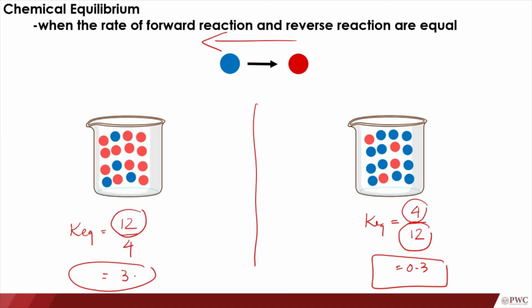So again, our KEQ tells us the direction, whether our reaction favors the forward or the reverse reaction. When I say it favors the forward reaction, it means there are more products compared to the reactants in that reaction. And when I say it favors the reverse reaction, it means that there are more reactants compared to the products in that reaction.